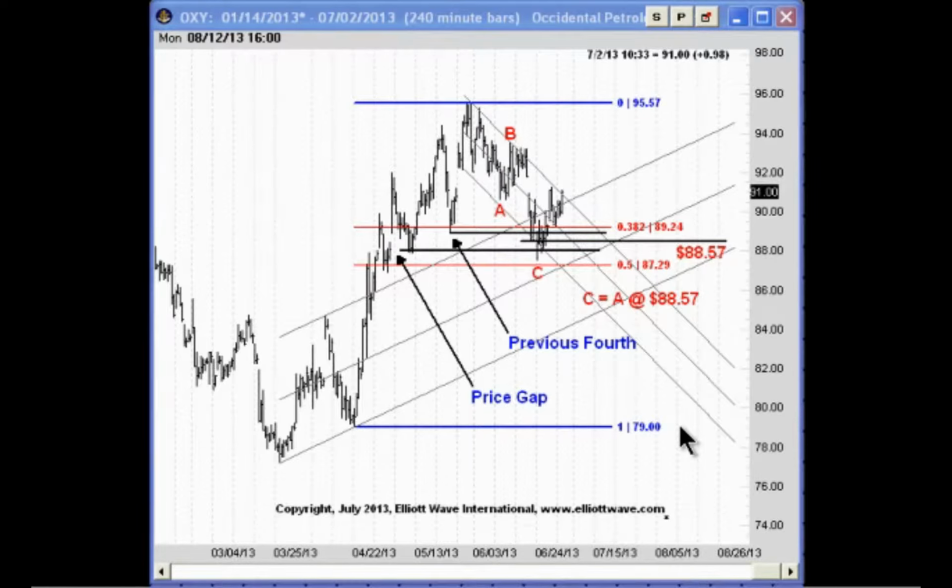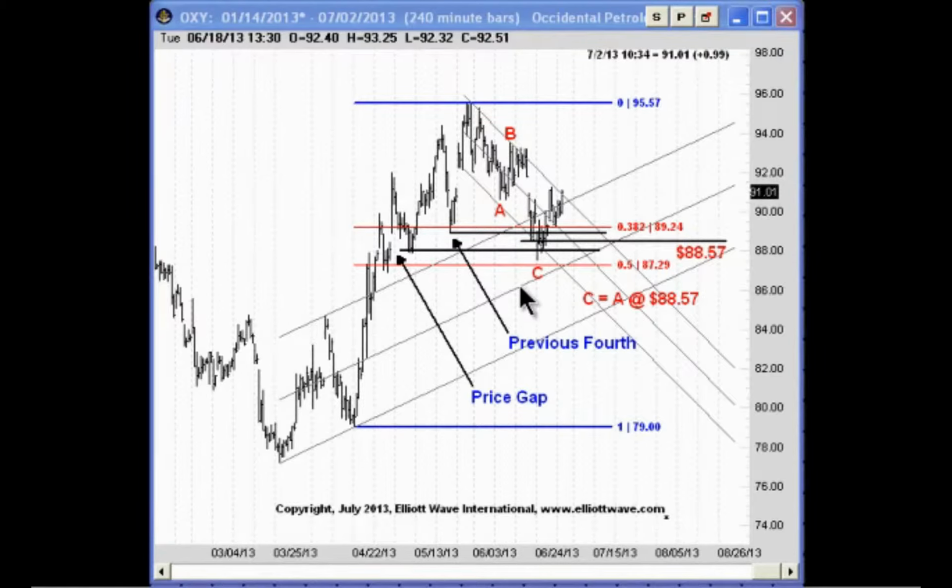But let's go back through the original exercise. Number 1, let's look for Fibonacci retracements. The most common Fibonacci retracement for a fourth wave is a 382 multiple of wave 3. Then we have a 50% retracement coming into play at 87.29. Look where the move came down to. So this Fibonacci area between 382 and 50% is an excellent area to look for prices to reverse from.